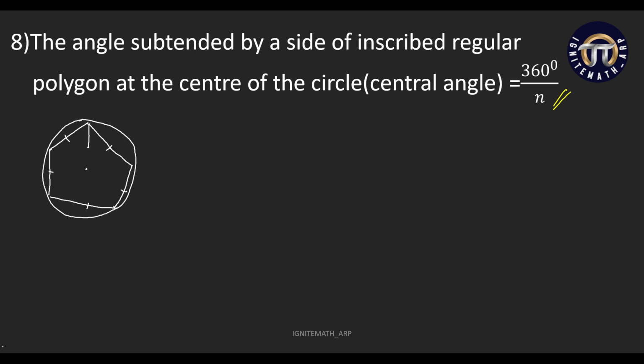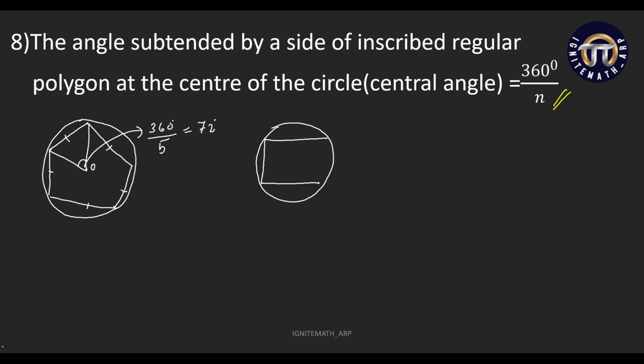So if I draw an angle from the sides of this pentagon at the center, okay, this is called a central angle, and this one is given by the formula 360 degree divided by n. Here n is 5, so it is going to be 72 degree. Clear, children?